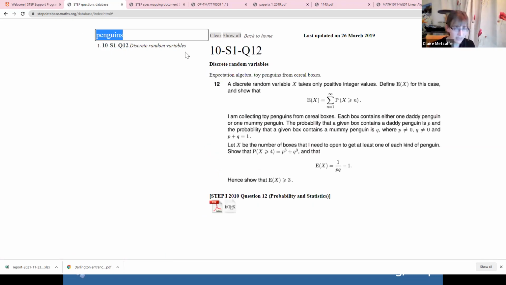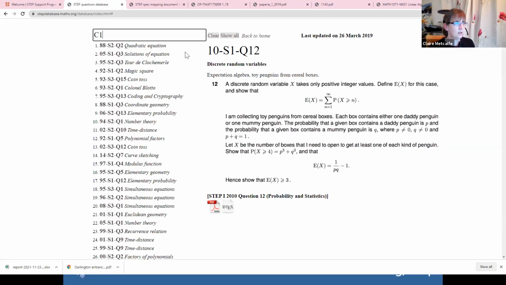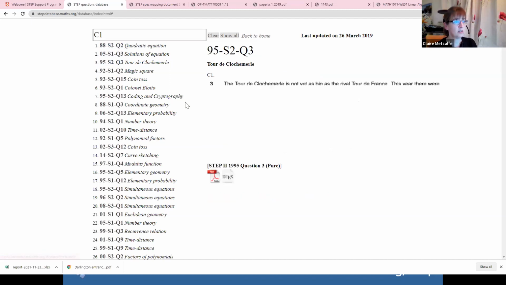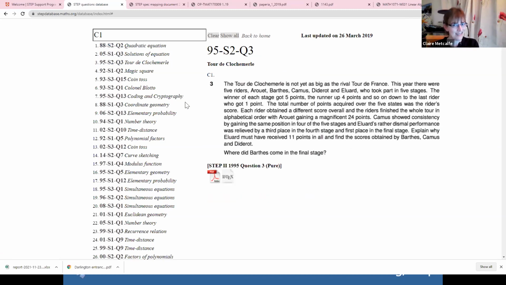What is also quite useful is there is a C1 tag on this. Now, what this was supposed to do was to find questions which only needed C1 knowledge in order to answer. Some of them have been tagged slightly incorrectly, but if you're trying to find the more straightforward questions, the C1 tag is really, really useful.